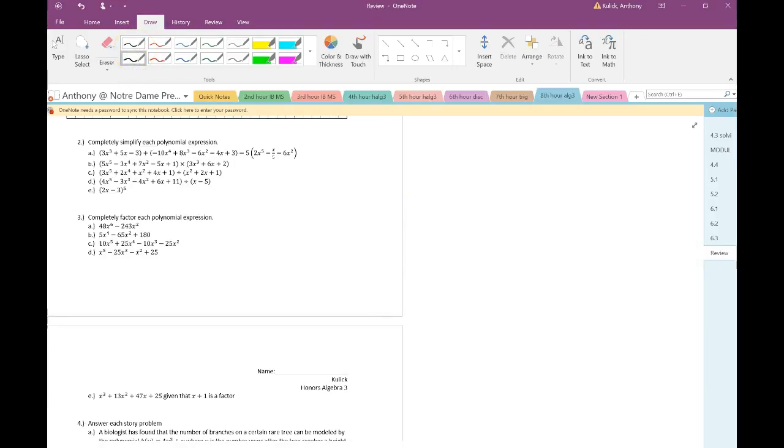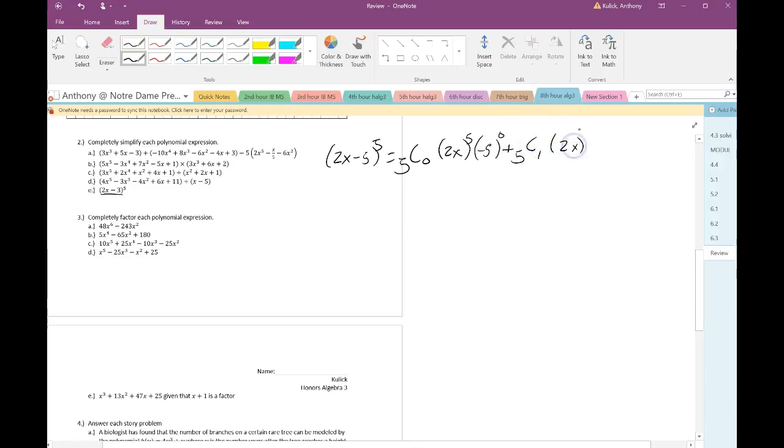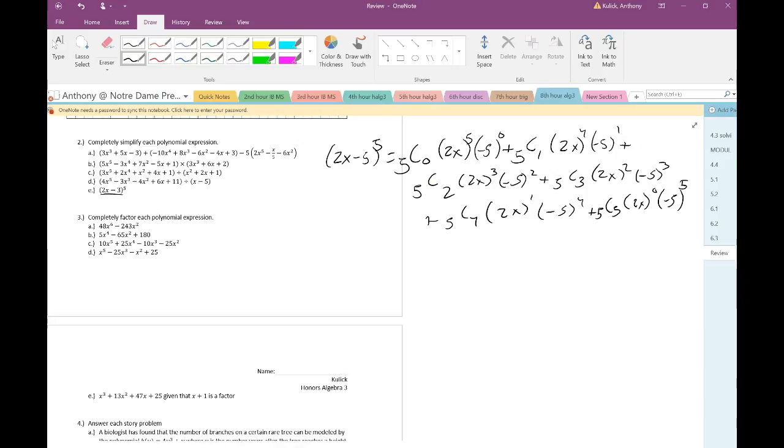This next problem, part E, is a binomial theorem problem. So to do this, we just apply the binomial theorem. 5 choose 0, a to the 5th times b to the 0, plus 5 choose 1, 2x to the 4th, negative 5 to the 1st, and we continue on using that same pattern, and we get this.